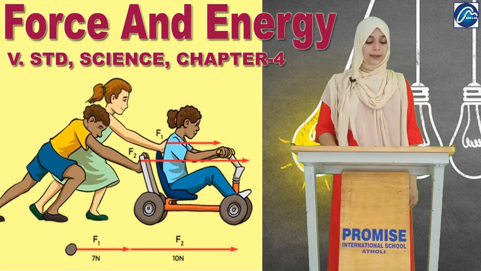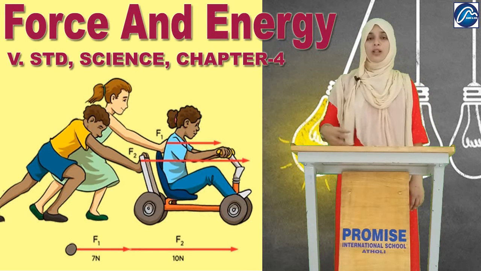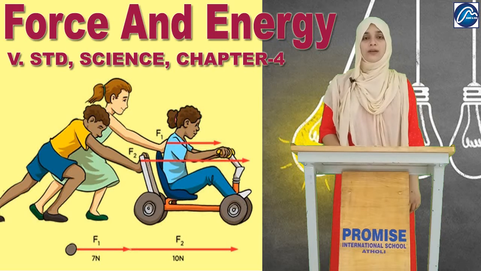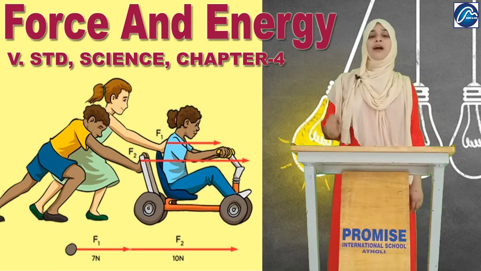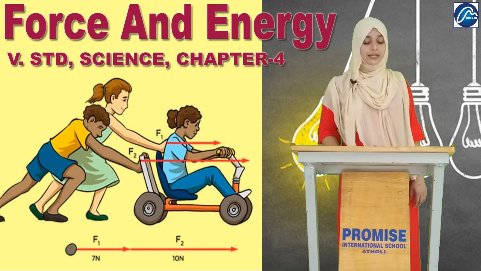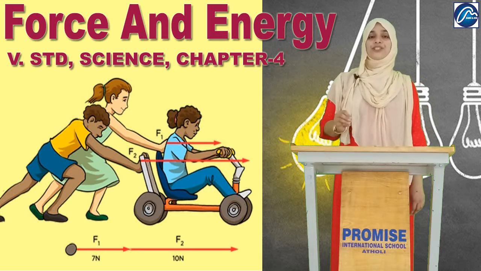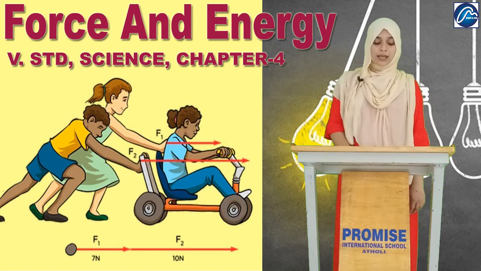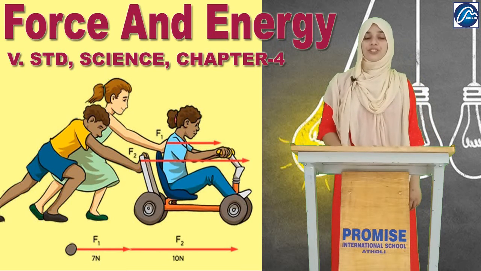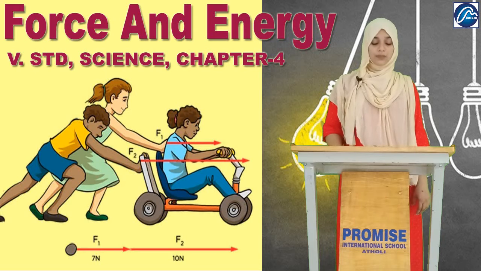Then why does a ball sometimes stop after rolling on the ground? Because there is a force between the ball and the ground. That is frictional force. This frictional force slows down the moving object. And due to this frictional force, we can walk on the floor. Okay?